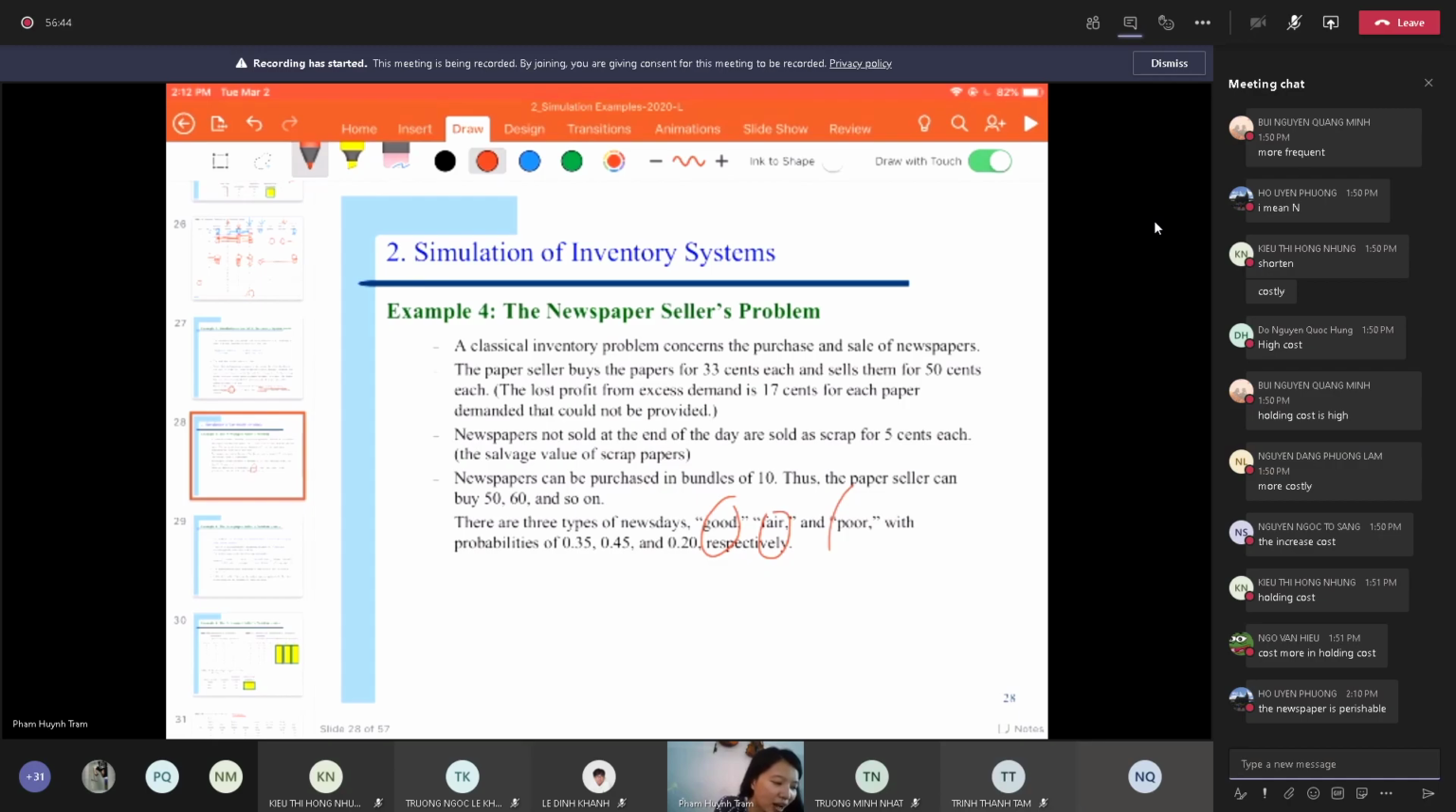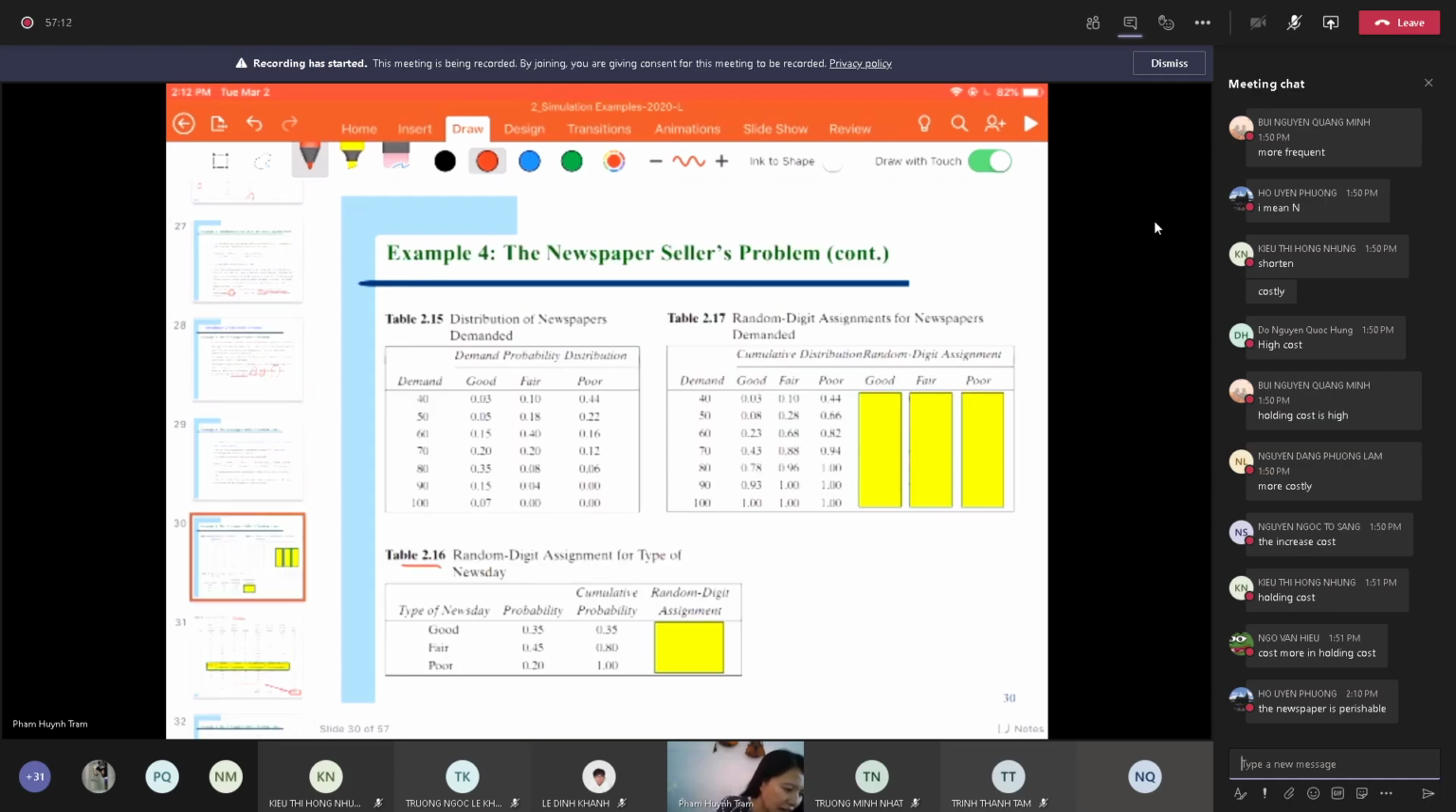So the probability of the types of news day follows this one. Depending on the news day, then we have the probability of selling our newspaper. So this is the data we have. Look at this table. This is type of news day. We have good news day, fair news day, and poor news day with this probability. If you add all of them, you will have 100% here.